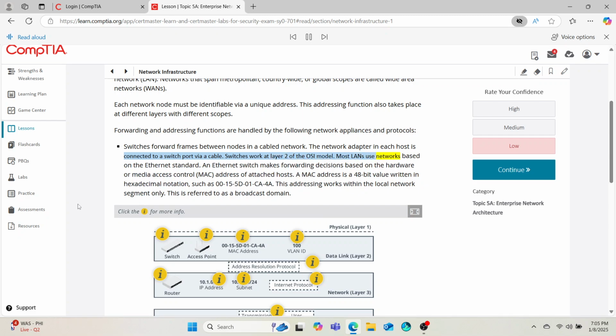Most LANs use networks based on the Ethernet standard. An Ethernet switch makes forwarding decisions based on the hardware or media access control (MAC) address of attached hosts. A MAC address is a 48-bit value written in hexadecimal notation, such as 00155D01CA4A. This addressing works within the local network segment only.